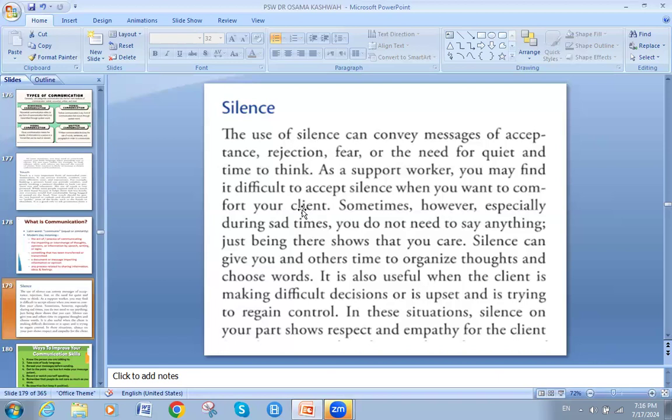So even one-sided communication will be better than no communication at all. And since silence can give you and others time to organize thoughts and choose words, it's also useful when the client is making difficult decisions, because he might be thinking. So keep quiet for a little bit, respect his silence for a little while. He may be trying to regain control. In this situation, silence on your part shows respect and empathy for the client.